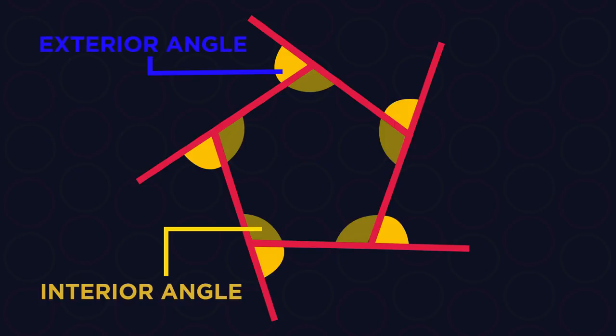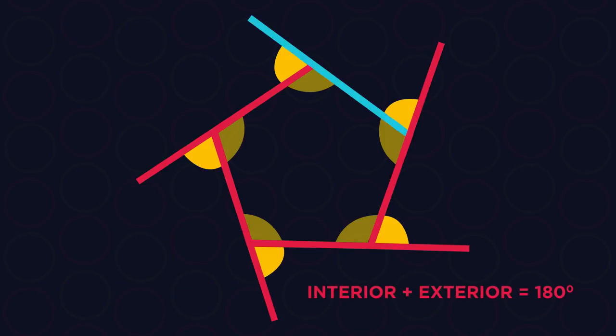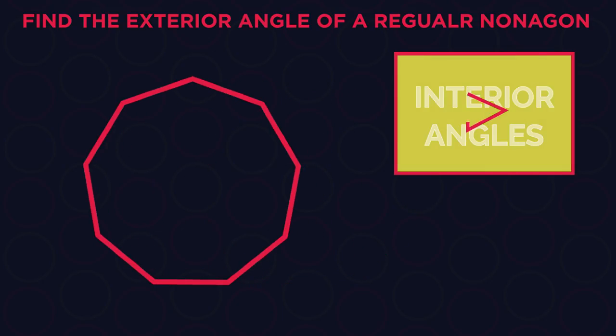They're a little strange. Exterior angles make a straight line with the interior angle. They aren't the whole outside angle, but just the part that makes a straight line. What's the exterior angle of a regular nonagon? This is where we need to know about interior angles first, so you may want to watch this video.